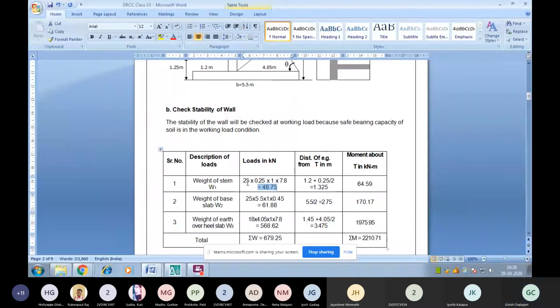That is load. 25 density, this is the area of concrete. That is 0.25 thickness, 1 meter width, 7.8 meter height. We get the total will be 48.75.